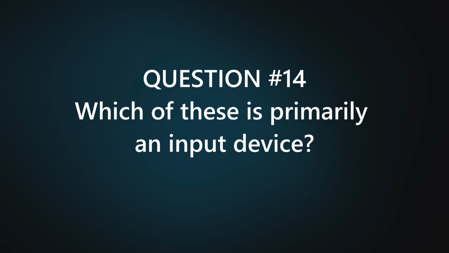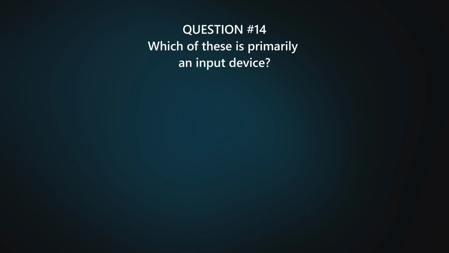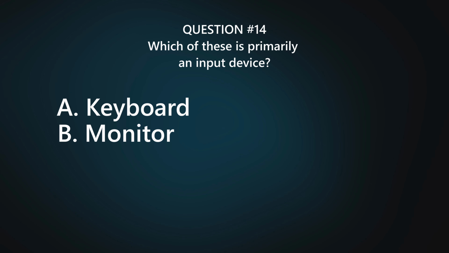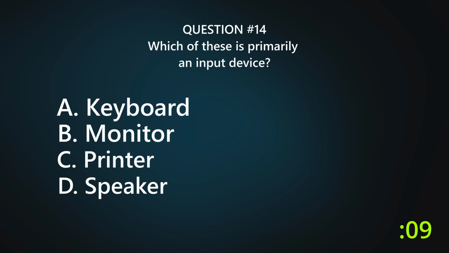Question number 14. Which of these is primarily an input device? A, keyboard. B, monitor. C, printer. D, speakers.